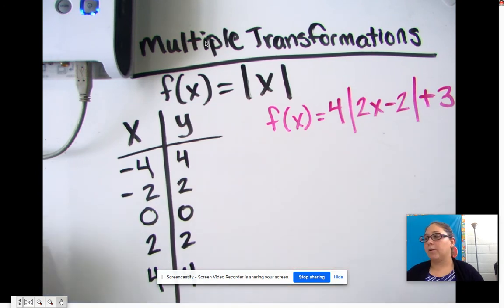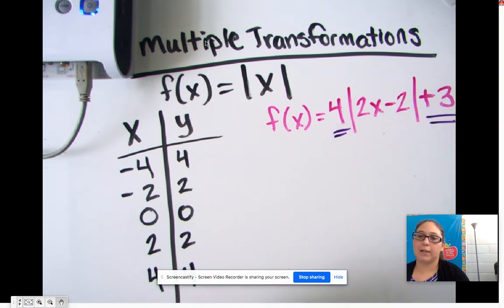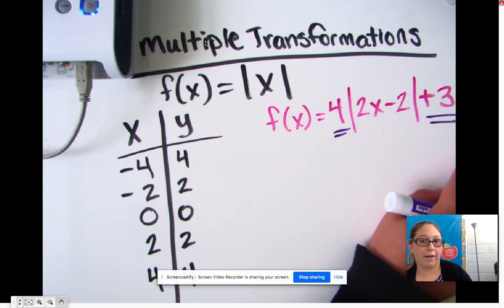Okay, so if we look at this, let's start on the outside of the absolute values. The outside numbers, we have a 4 here and we have a +3 here. On the outside numbers, your brain hopefully is starting to go like, okay, outside numbers, that means vertical transformations. Or you could be thinking that means it's going to change my y values. And that's correct. So these ones right here are going to change your y values. So the question is, how are they going to change your y values?